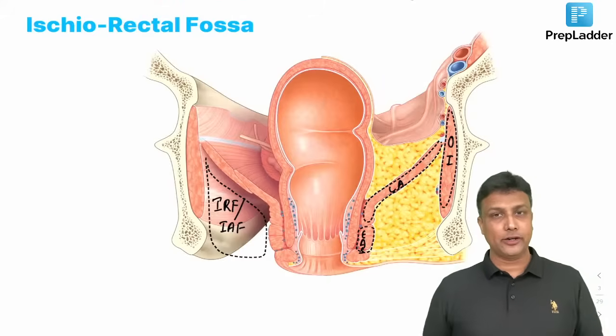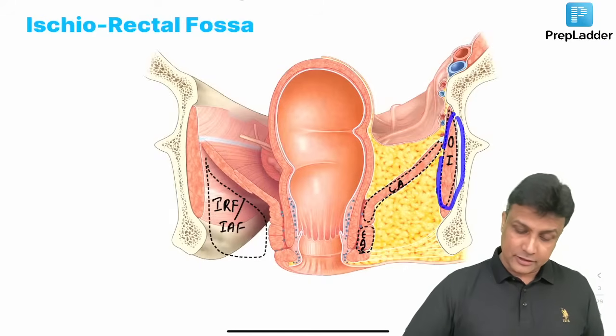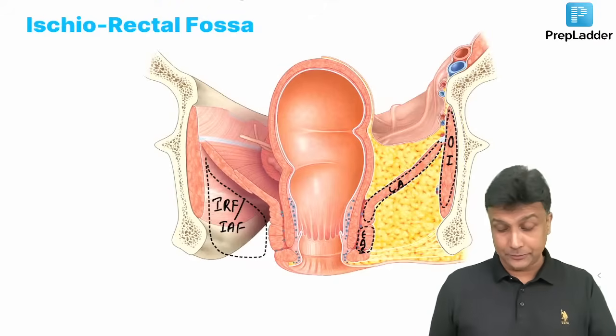I'm just writing in short there. Let us repeat once more here. On the lateral side, there will be obturator internus, and on the medial side, there will be levator ani along with the external anal sphincter. That is about the lateral and medial boundary of this one here.